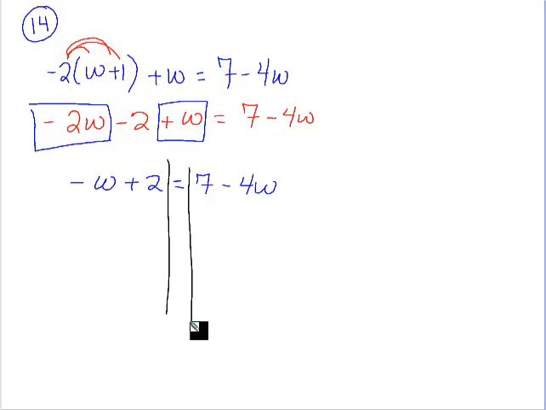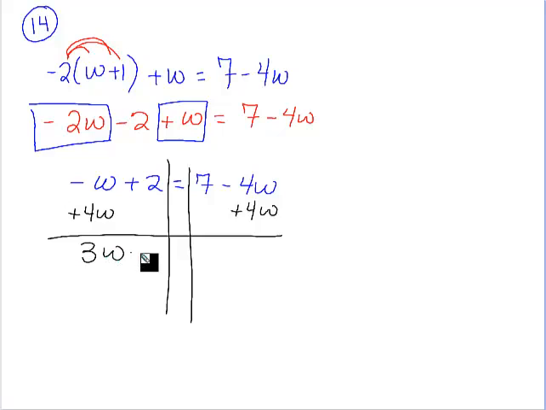Add what? Sure, we can add the 4w. That works out well. What do we get when we add the 4w to both sides? 3w, still have the plus 2 equals 7. Then what do we do next? To get the w alone, what else are we going to have to do here? Subtract the 2.